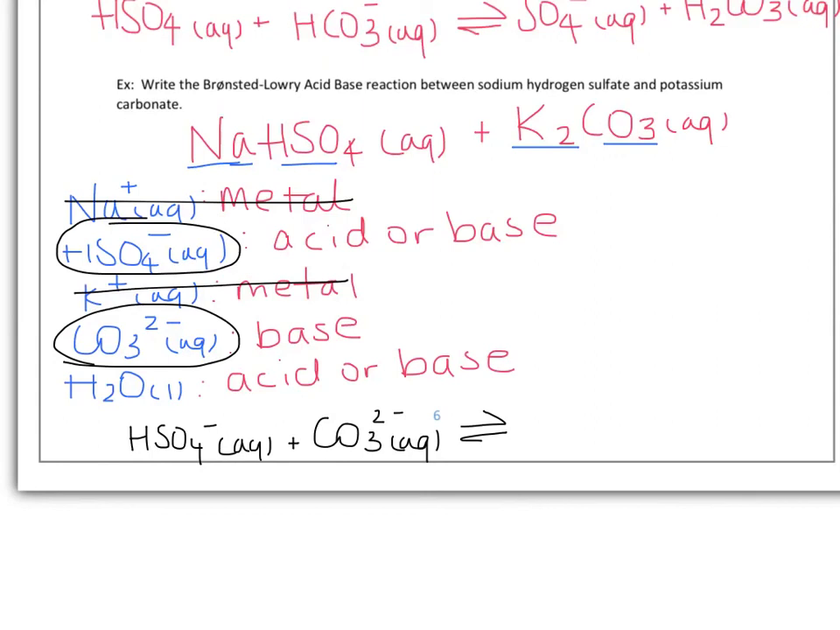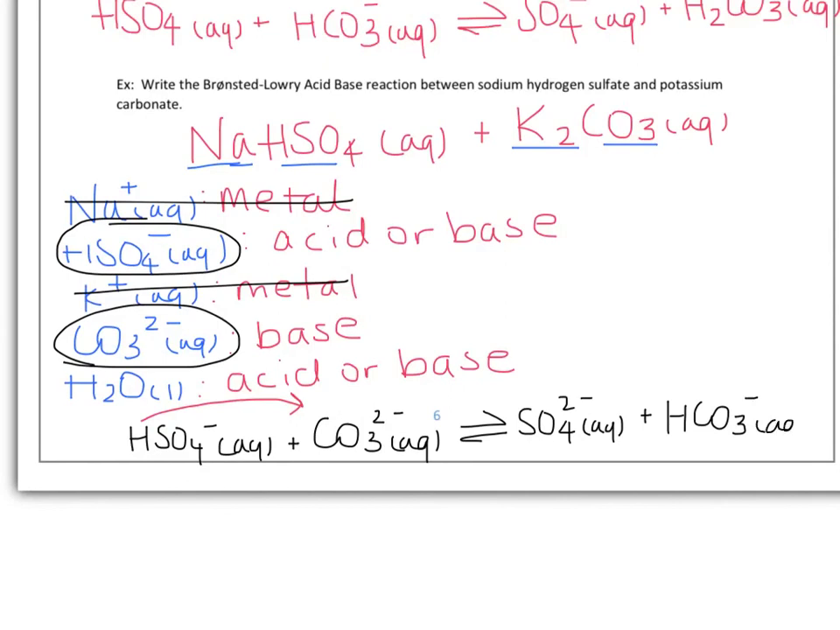HSO4 negative has been described as the acid, so that will be the one giving away the proton. This will leave us with SO4 and an overall 2 negative charge now, since it's lost a positive, and HCO3. It originally had a 2 negative charge and it's gained a positive, so this now has an overall negative charge. Again, recall that you should check your reactants and your products to make sure the overall charge of the reactants, in this case 3 negative, is the same as the products, in this case 3 negative. Charges are the most common mistake made by students in this type of question.